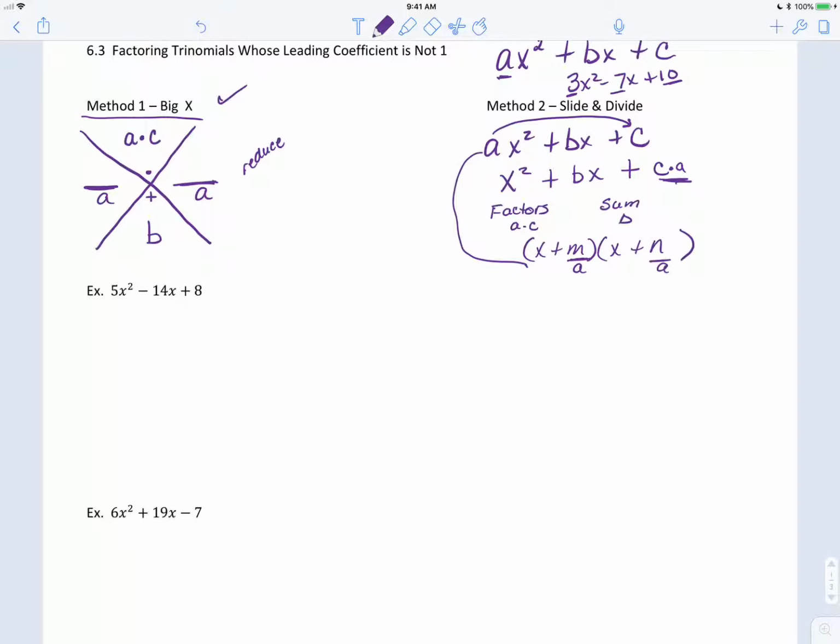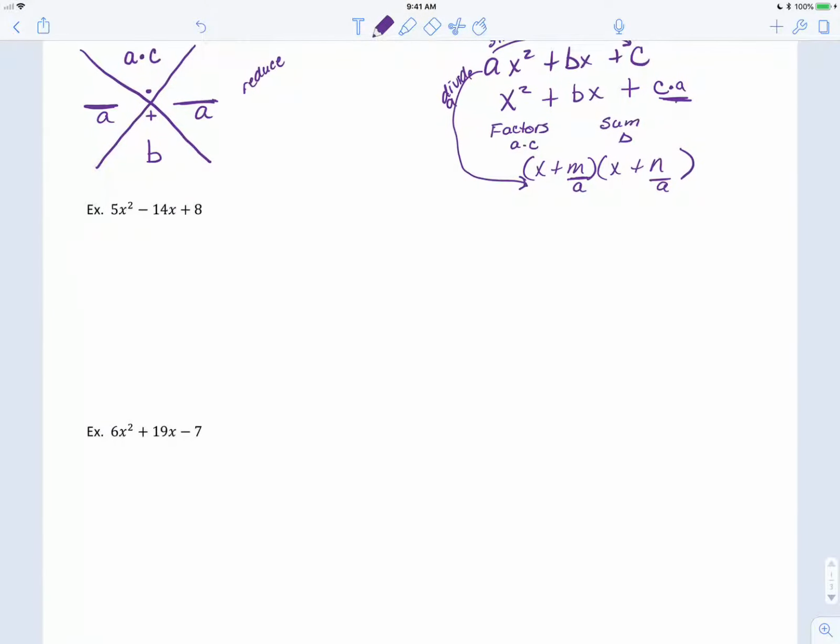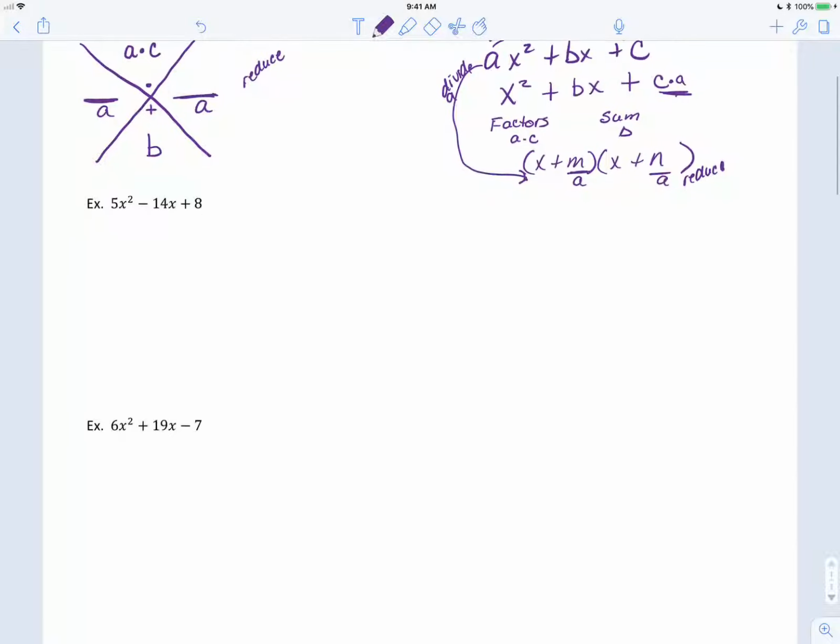We don't know. But then you've got to remember to come back and divide by the a term. It's not that much different, but what I've seen over the years is that everyone forgets to come back and divide by that a term. So you're sliding a, but you've got to remember to divide by a if you choose this method, and then reduce those and rewrite your factors. But let me just show you an example.